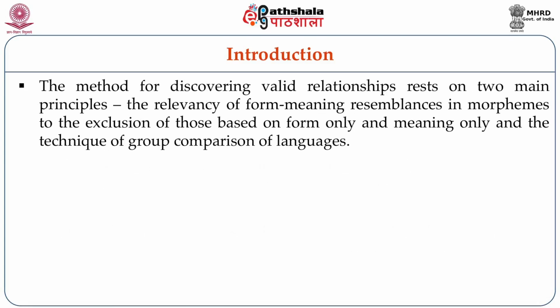So the method for discovering valid relationships rests on two main principles: the relevancy of form-meaning resemblances in morphemes, to the exclusion of those based on form only and meaning only, and the technique of group comparison of languages.